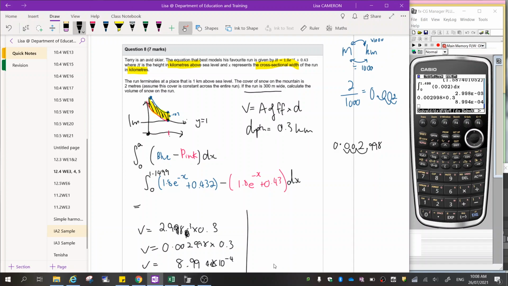Much of a muchness. Don't forget your unit on the end. So that means that our volume is going to be equal to 0.0009, we'll call it, kilometres cubed. Now, it doesn't state what it wants the unit to be in, so it doesn't matter. I can leave my answer like that.